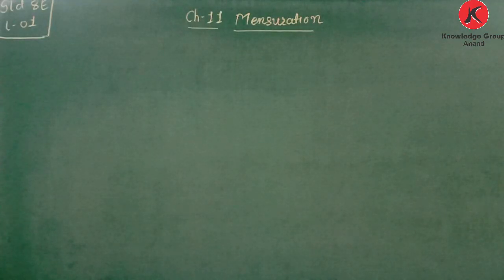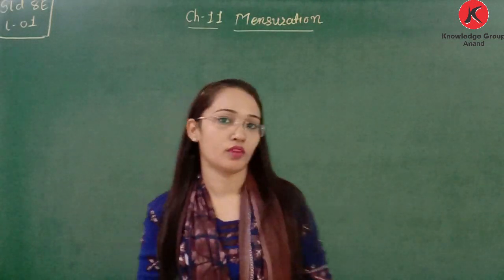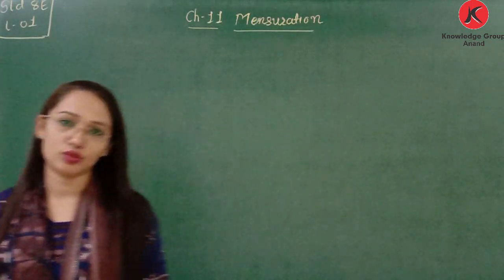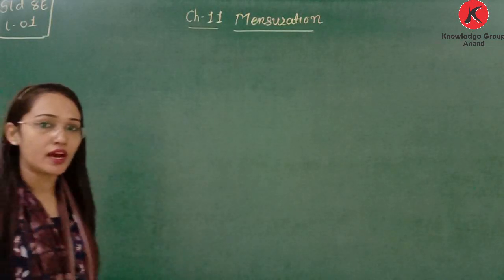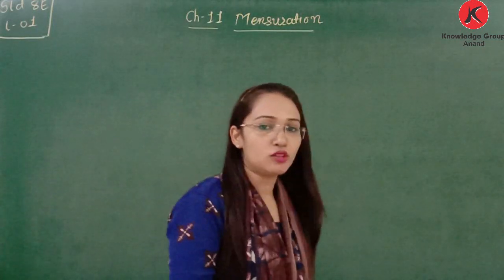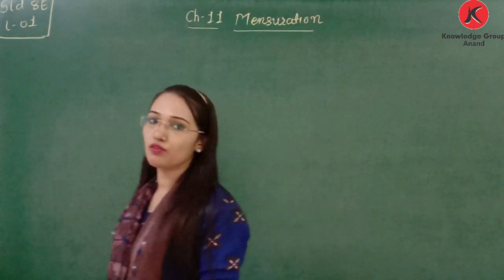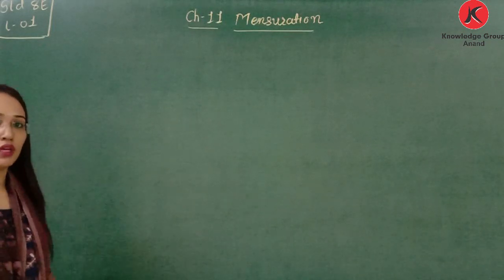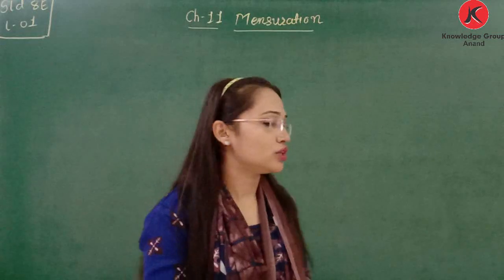Good morning, friends. Today we will start chapter number 11, that is mensuration. In this chapter we learn about measuring units like measuring perimeter, measuring area and measuring volume of different shapes. Different 3D objects, we measure the volume in 3D objects. So first of all, today we will cover what we learned in a previous standard about mensuration.